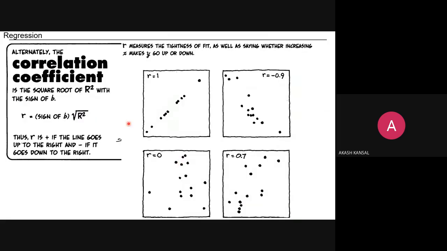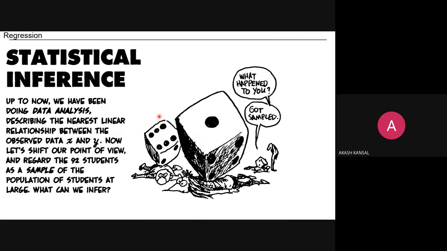Coming back to the slides. Now let's see what is the statistical inference in this analysis, right? Up till this point, we have been doing data analysis, and we were describing the linear relationship between x and y. Now let's take a step back, and we want to look at it from another lens, and we will regard these 92 students as a sample of the population of students at large, right? So let's see what we can infer.